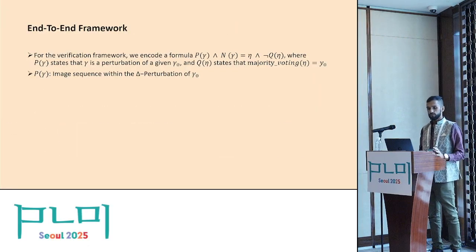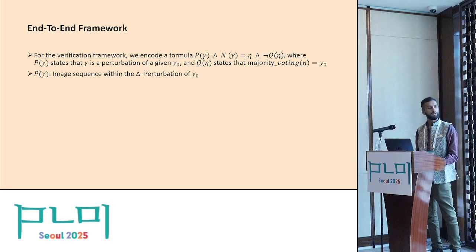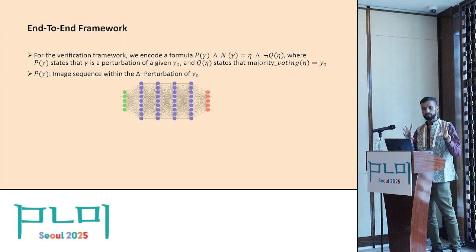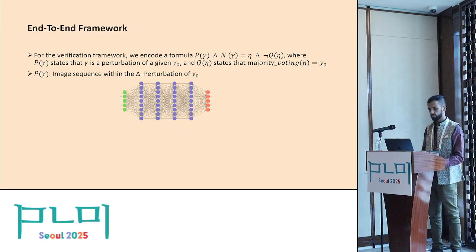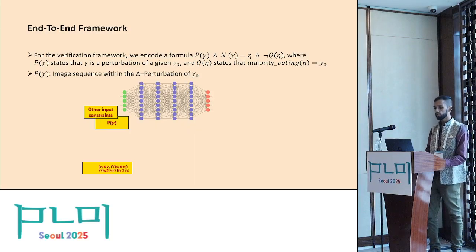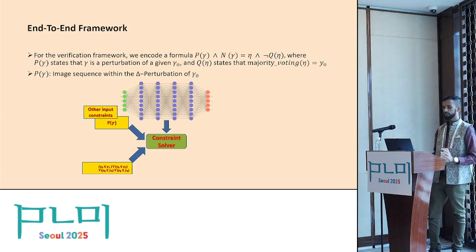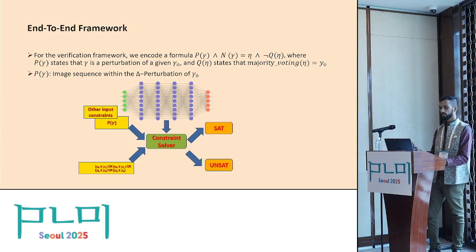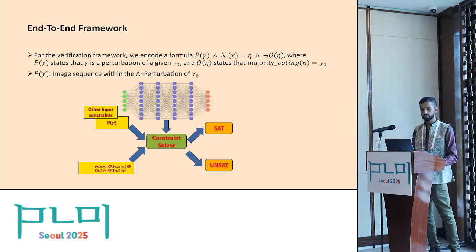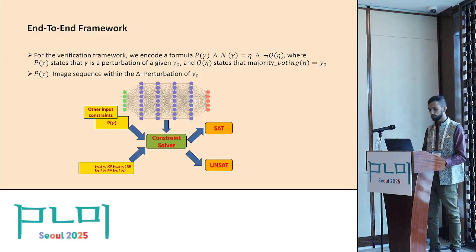Now after doing this, we get the end-to-end framework where a pretrained SDNN comes to our framework, and we encode that first. Then the input property p gamma and other input constants are coming, and the output property is coming. All these things will go into a constraint solver, and the solver will give you either of two outputs: either it gives you a SAT or it gives you an UNSAT answer.